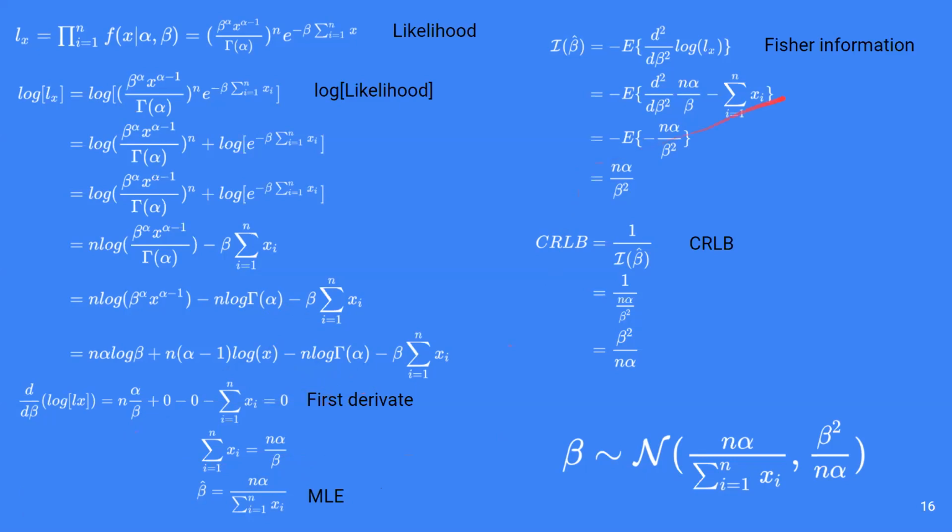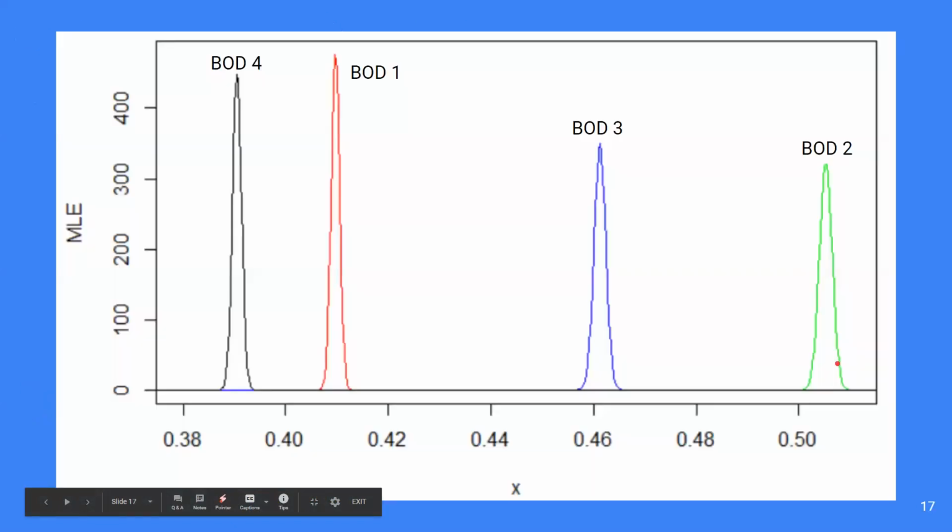And for the Cramér-Rao lower bound, we find the Fisher information by doing the second derivative of the log likelihood with respect to beta. And then we apply the inverse to find the Cramér-Rao lower bound. We obtain that the MLE for beta follows a normal distribution with a mean beta hat and a variance given by the Cramér-Rao lower bound.